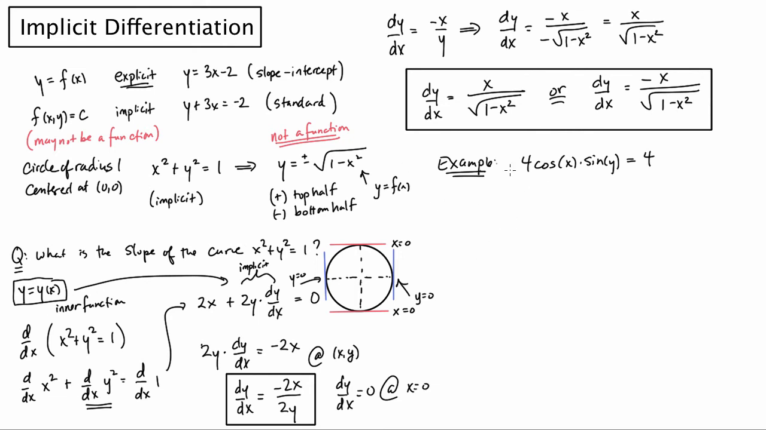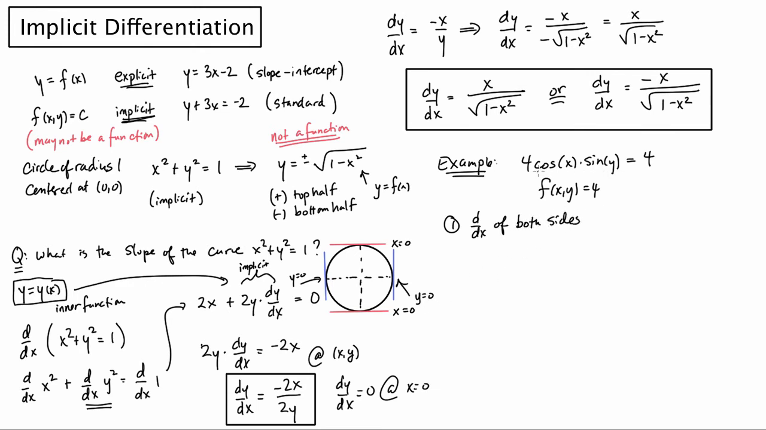So notice it's of the right form. It's of the form f of x, y equal to 4. So it is implicitly defined because it's f of x, y equal to a constant c, excuse me. So the first step is always to take the derivative of both sides.